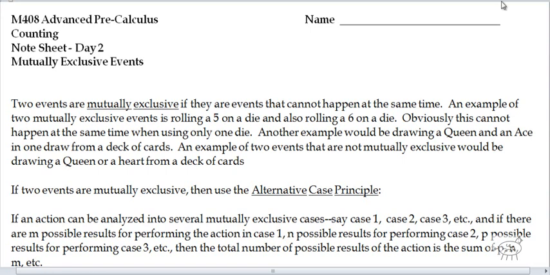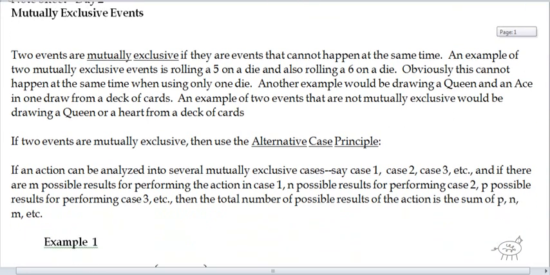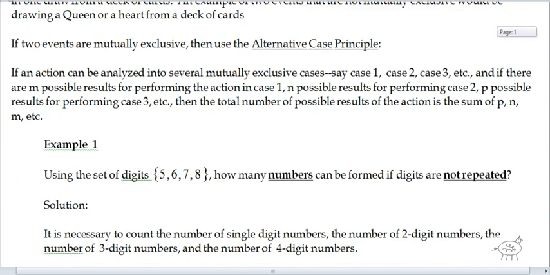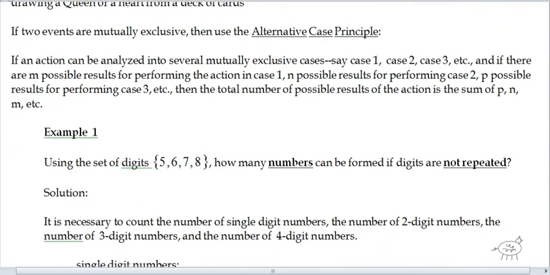If two events are mutually exclusive, then we use something called the alternative case principle. If an action can be analyzed into several mutually exclusive cases, events that can't happen at the same time, you figure out how many ways something can happen for case 1, case 2, and case 3, and then you find the sum of those. You add those together. Let's look at our first example.